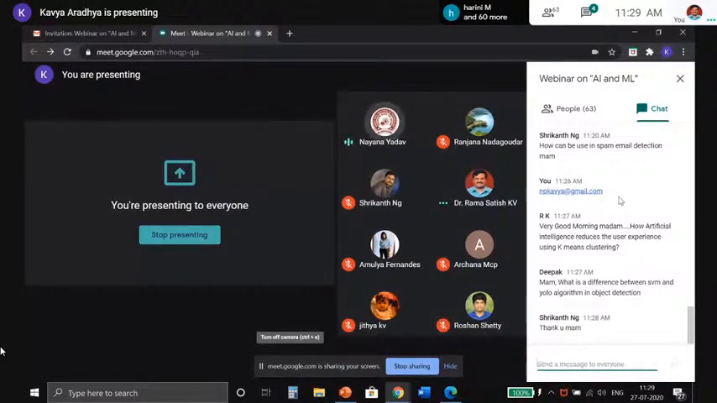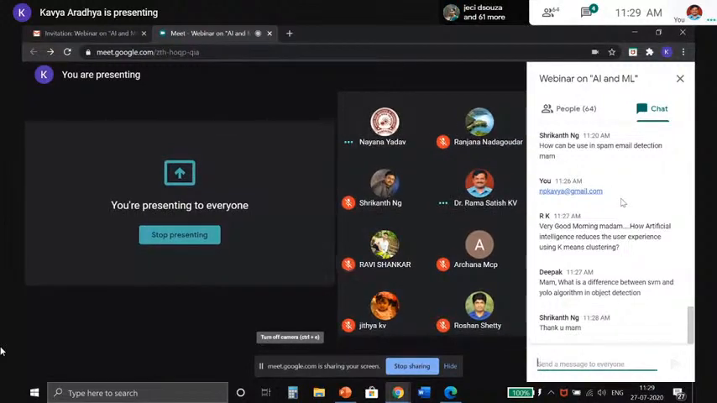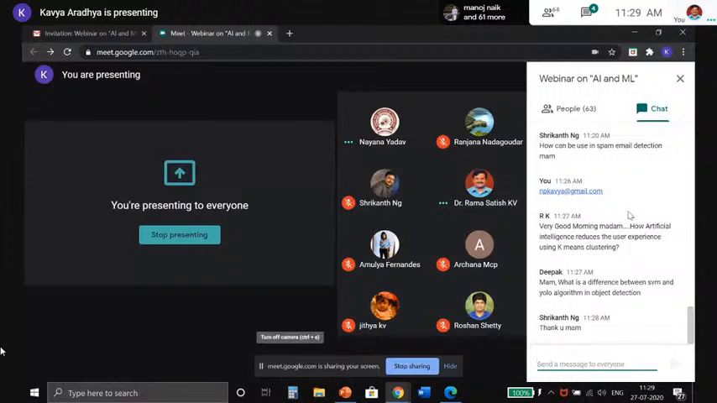Ma'am, we have one more question from Mr. RK. How does artificial intelligence reduce the user experience using K-mean clustering? Okay, see here, your question has two different things. K-mean clustering itself is an AI method. Since machine learning is a field of AI, your question is how AI will reduce the user experience.